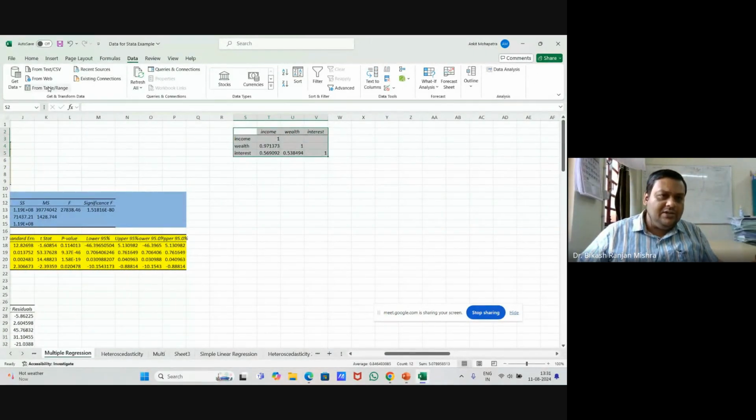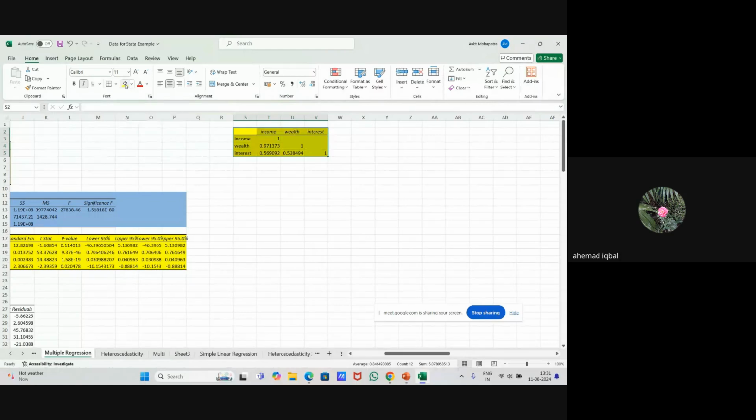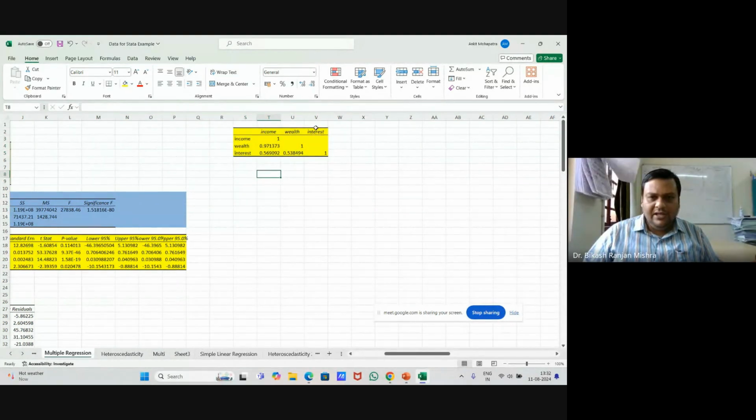Is it understood? Should I repeat the procedure of executing this once again, or is it fine? Please repeat once again. Yes, sir. Okay. So now there are three variables here. All three variables are in the columns and rows respectively, and it is arranged in something called a triangular matrix framework.